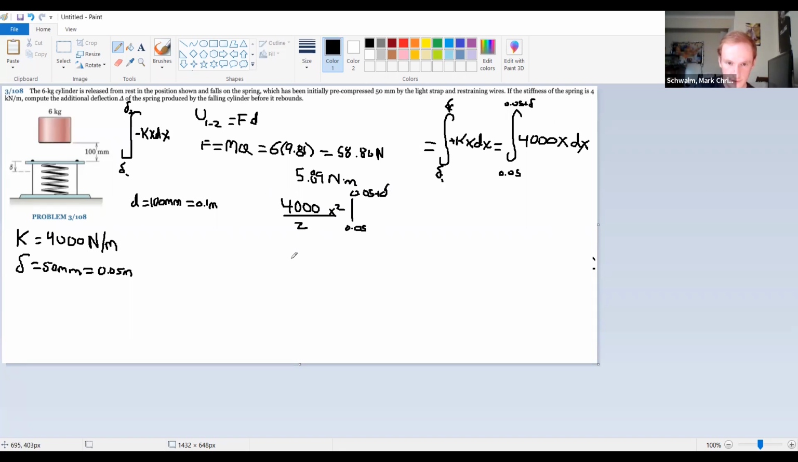Okay, so then we have this 2000. Now we're going to use the top value. And then we're going to throw in 0.05 plus deflection squared. We're going to subtract the second term, 0.05 squared. All right, so this is the tricky part.